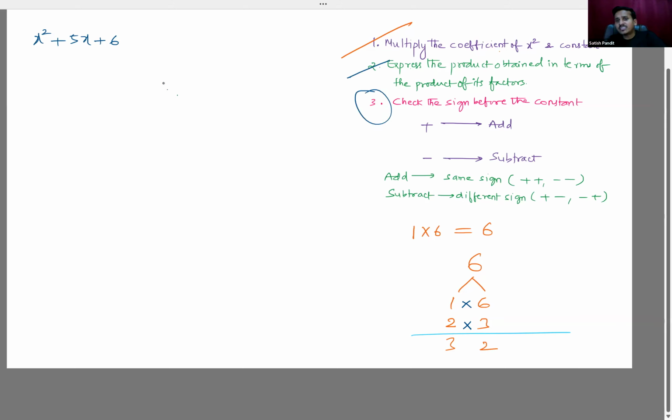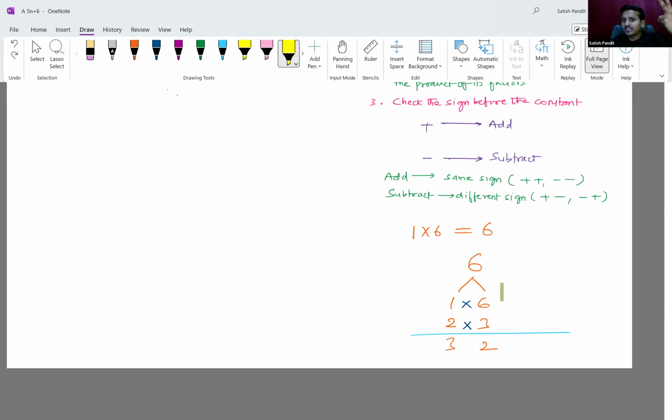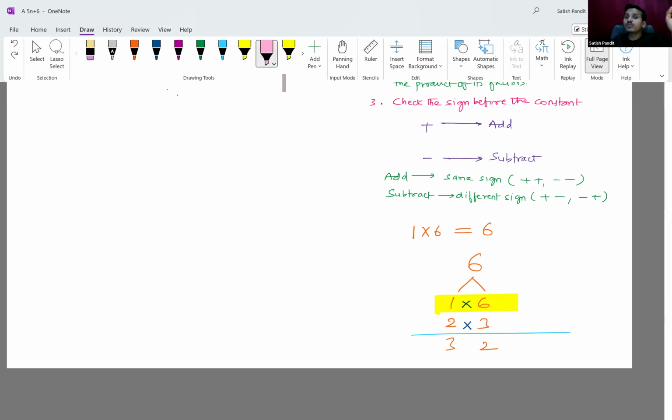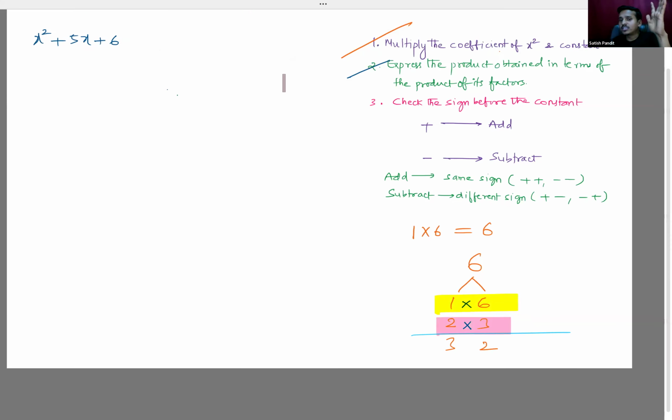Third step, check the sign before the constant. Before the constant, we have a plus sign. Whenever there is a plus sign, we have to add any one pair. We have got 2 pairs, this one and this one. Whenever the sign before the constant is plus, we have to add any one pair. Either you add 1 and 6 or 2 and 3. We have to add to get the middle term. And when you're looking at the middle term, you also have to take care of the sign.